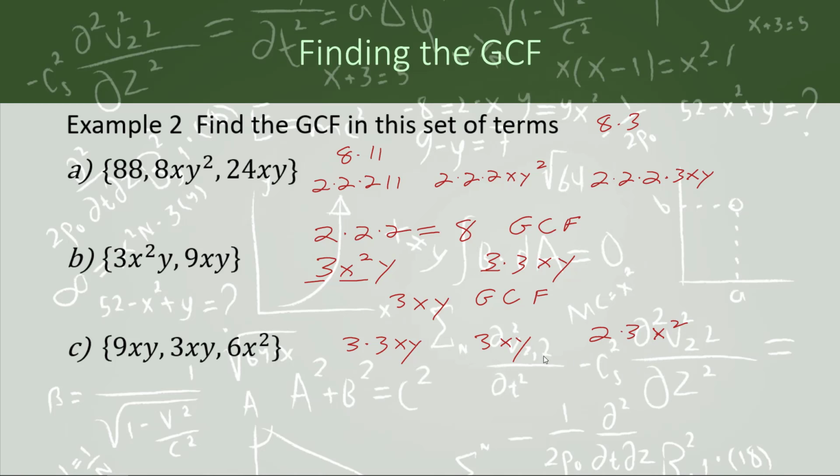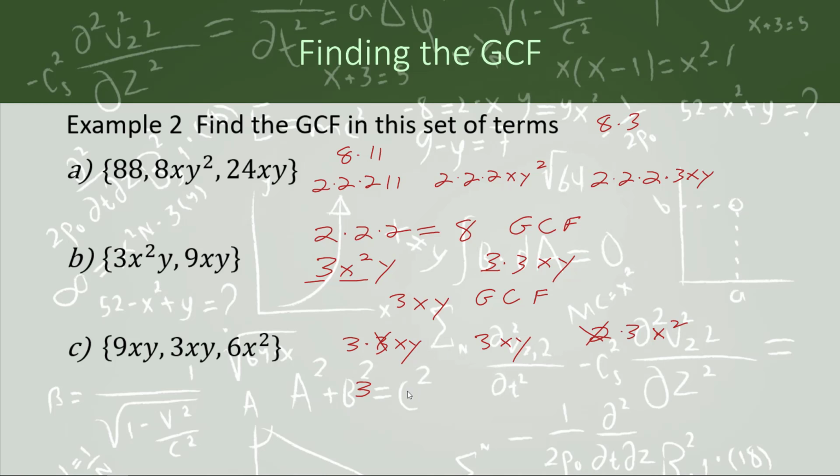Now we can take a look and see what's common. Each term has at least 1 3. The last 2 terms have exactly 1 3, so we have 1 3 that is common. What about 2? We have a 2 here in the third term, but no 2's in the first 2 terms, so that's out. In the first term, we have a second 3, but there is no second 3 in the other 2 terms, so that one is out.